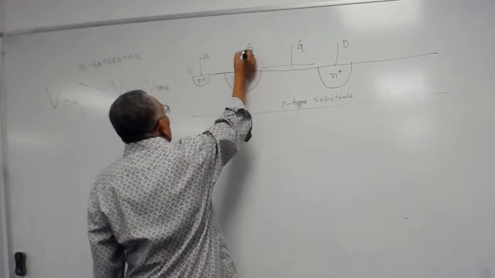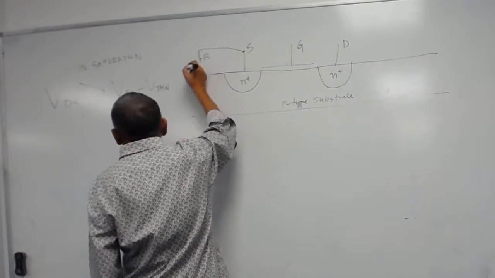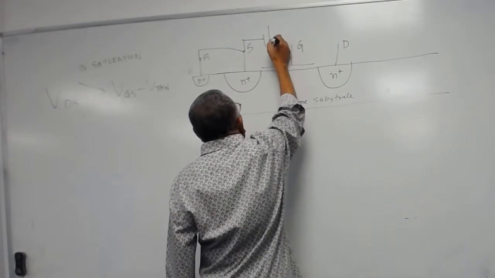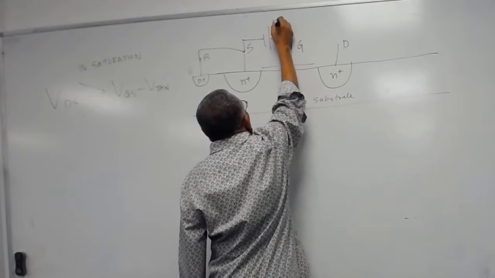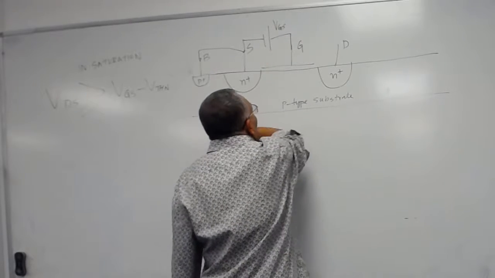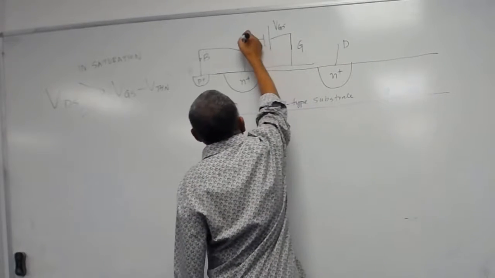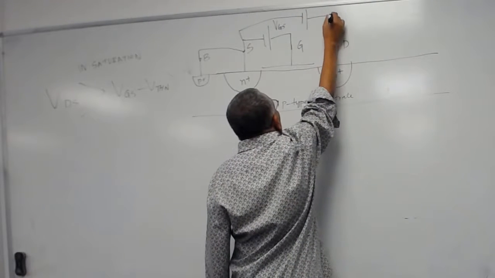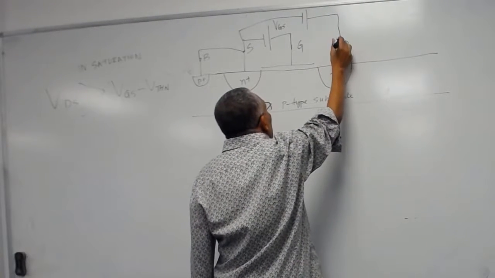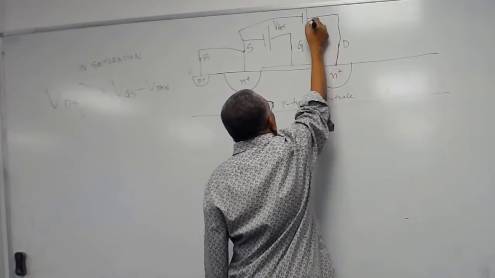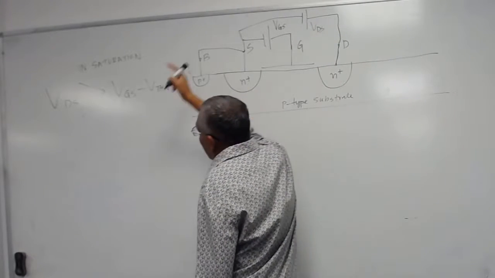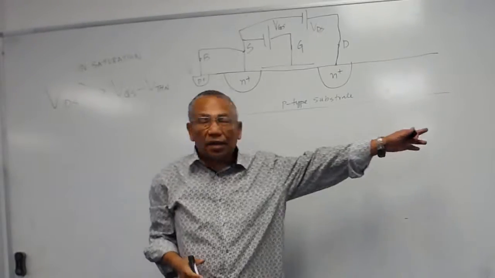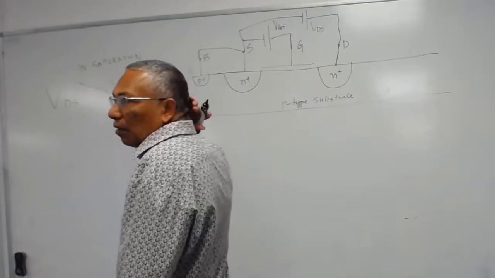Then we ground the source. Then between the gate and source we apply a voltage, which is your VGS. Then between the source and drain we apply a voltage, which is VDS. And this VDS is greater than VGS minus VTH, larger than that, and of course here it is 0.